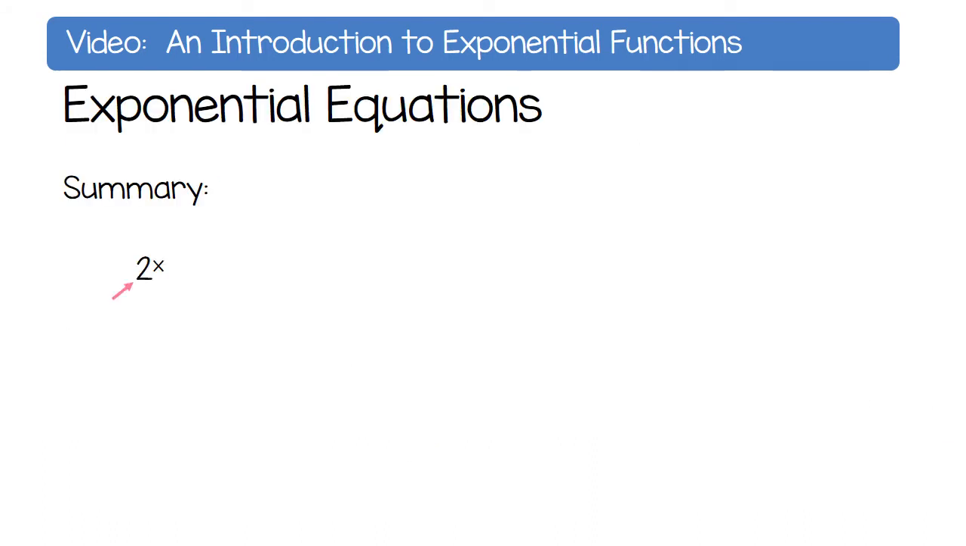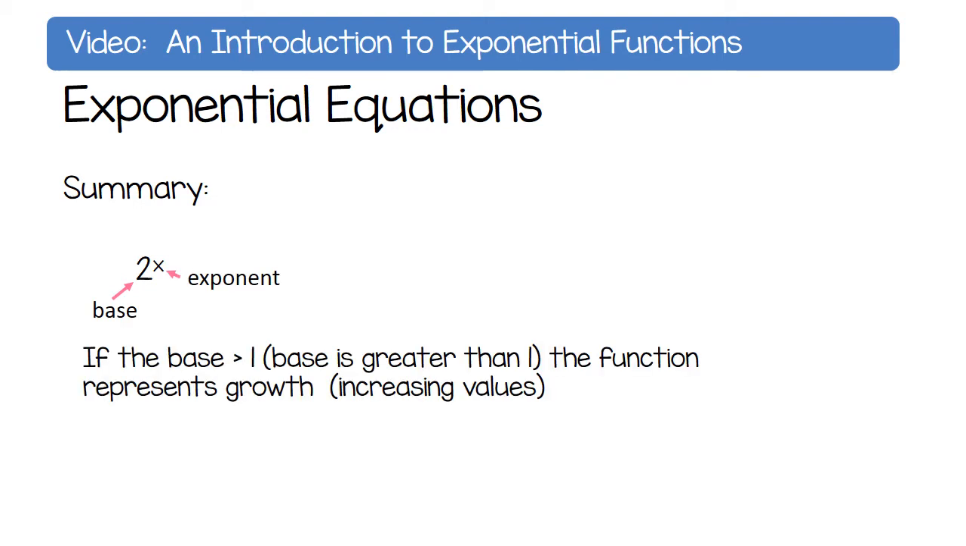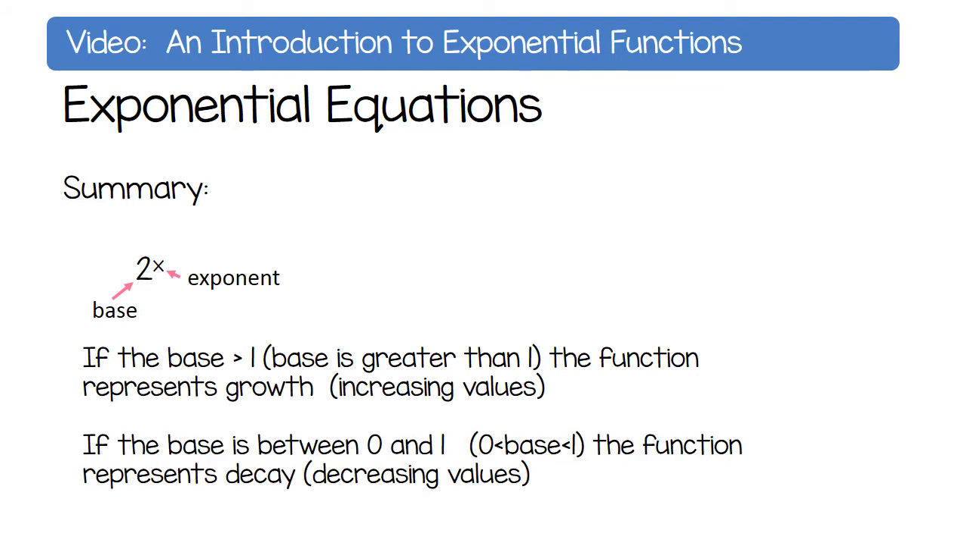Now for a summary. 2^x, 2 is the base, x is the exponent. If the base is greater than 1, the function represents growth, increasing values of y. If the base is between 0 and 1, the function represents decay, or decreasing y values, moving from left to right.